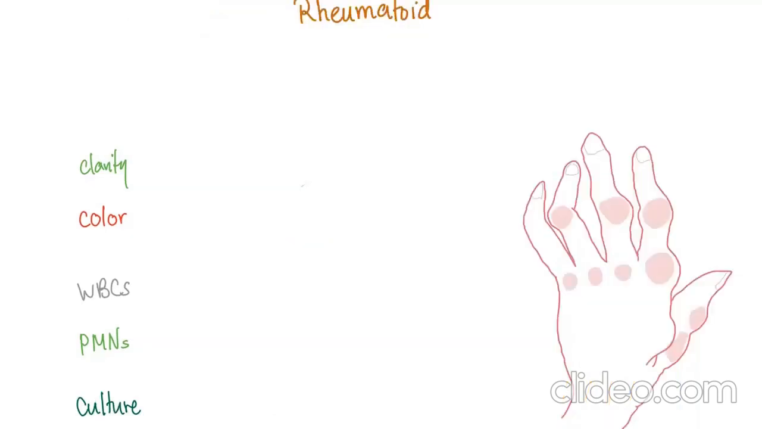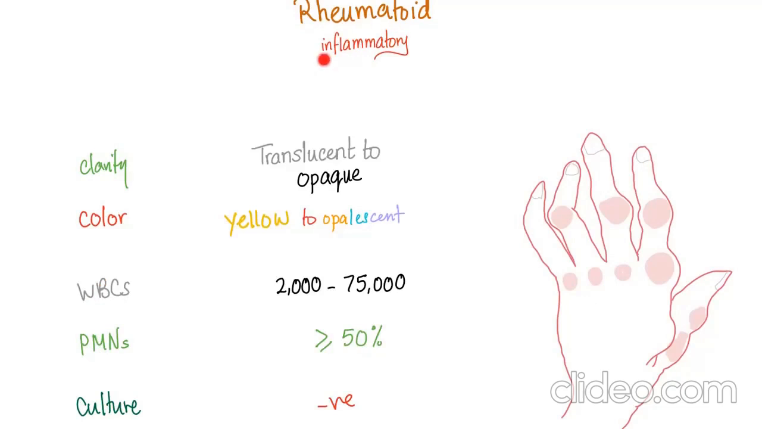Let's talk about rheumatoid baby. Again, clarity, color, white blood cells, PMNs, and culture. Now pause. Welcome back, people. Okay, rheumatoid arthritis is an inflammatory arthritis. So the clarity, translucent to opaque. Is this normal? No, it's not. What's the normal? The normal is transparent. Color, yellow to opalescent, which means multiple colors. Is this normal? No. What was the normal? Colorless.